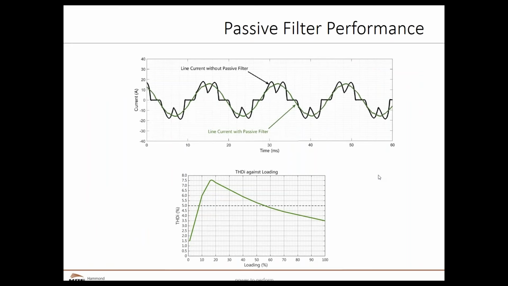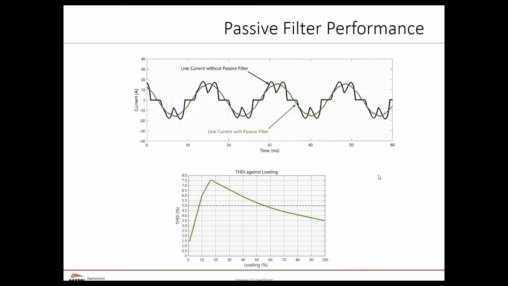So this is an illustration of typical passive filter performance. The black waveform shows what the current typically looks like at the input to a VFD without a filter. So this might be what the waveform would look like if you just had, say, a line reactor on the input to a VFD. Then the green waveform shows the current with the passive filter, and you can see it's very close to a sine wave, just some slight variations from a sine wave.